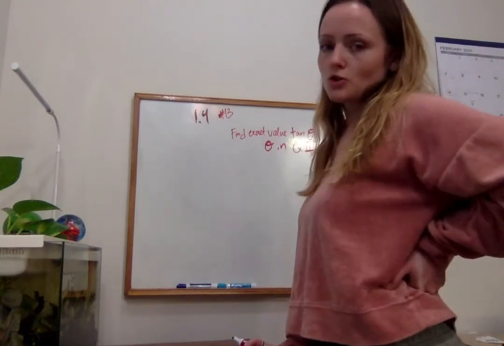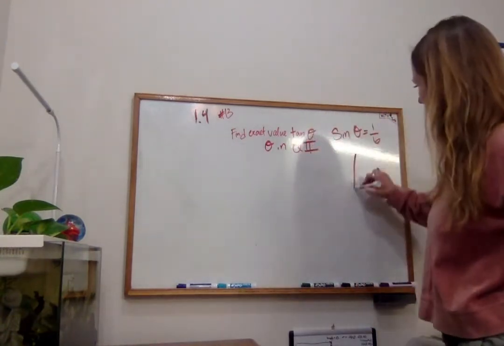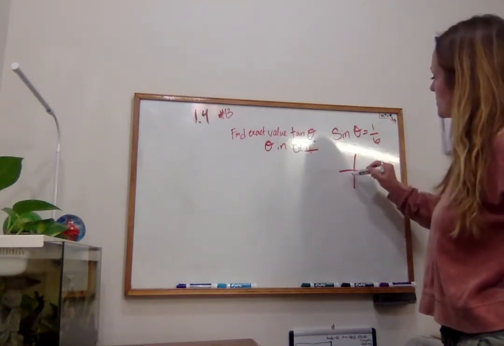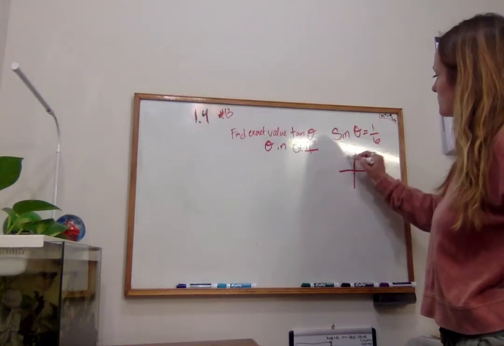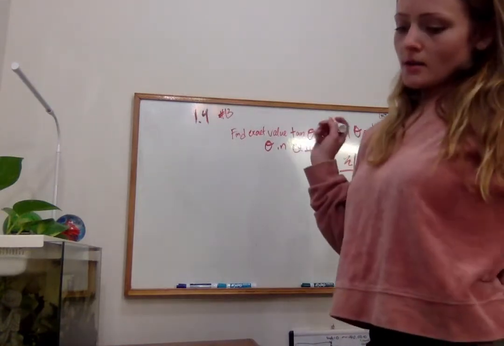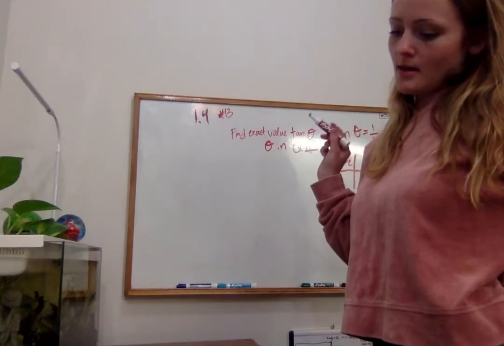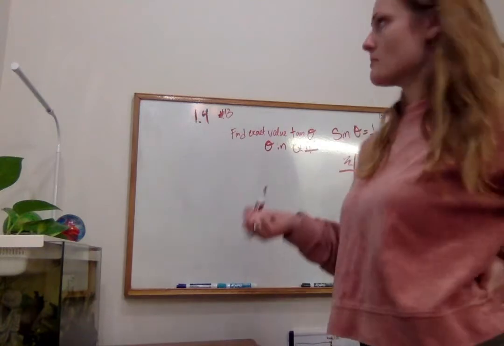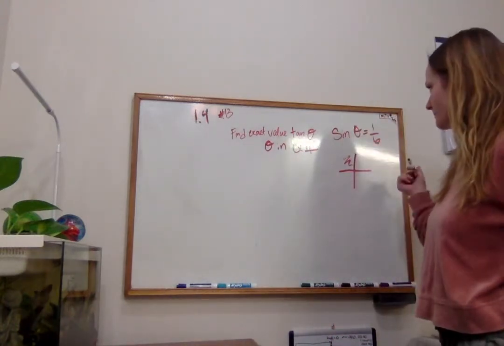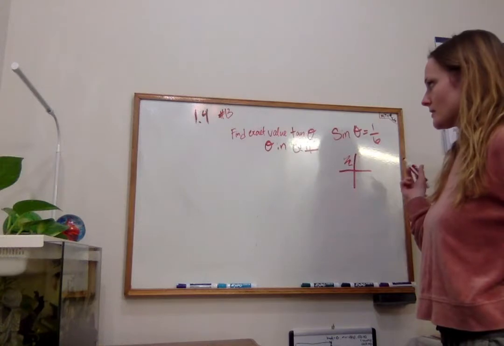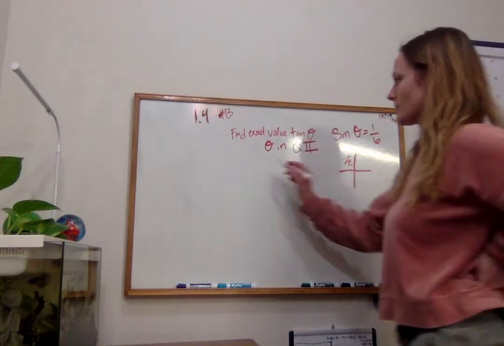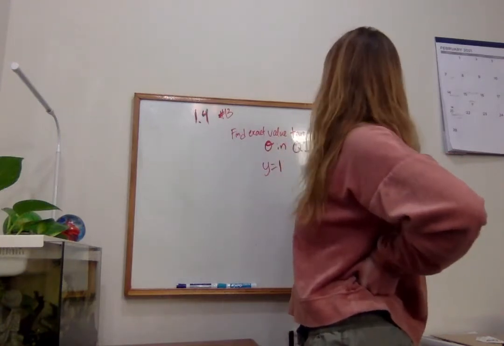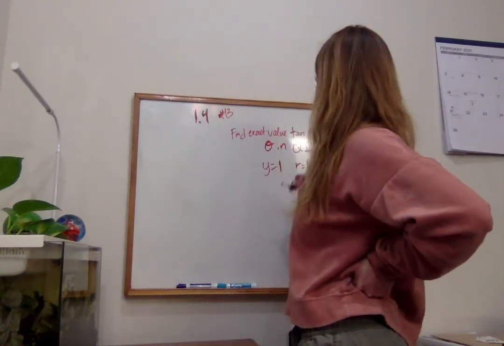Okay, so I like to draw my graph, just to have a visual. I'm in quadrant 2, so right here. And I first tried to extrapolate the values from this equation right here. And I got y equals 1, and then r equals 6.